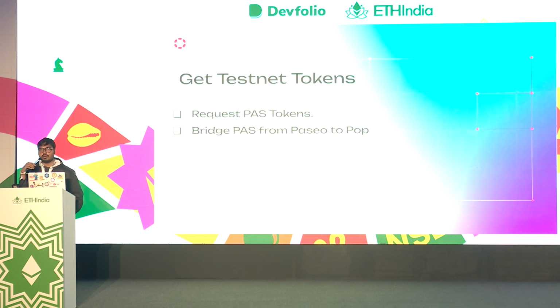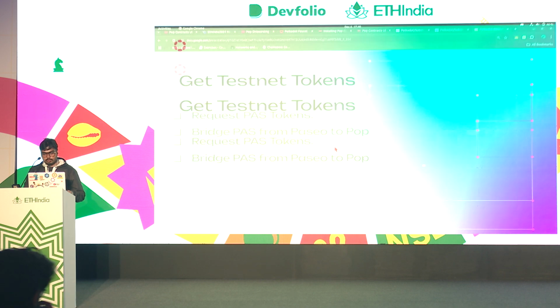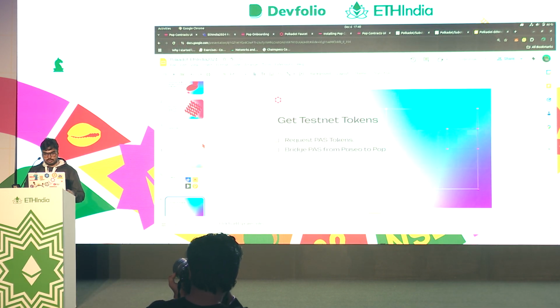So the first thing, okay, you have a wallet now, but what do you do then? So in the case of Paseo, right? Paseo is like a relay chain testnet of Polkadot. So you need to get these Paseo tokens, okay? And since we are going to work on ink smart contracts, right? POP Network doesn't have its own native token. It uses the DOT token. It's the relay chain's token. So we need to acquire those tokens first.